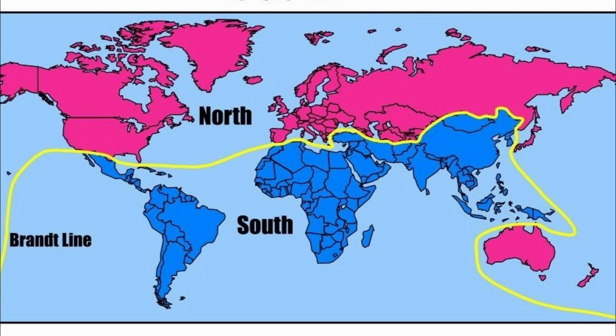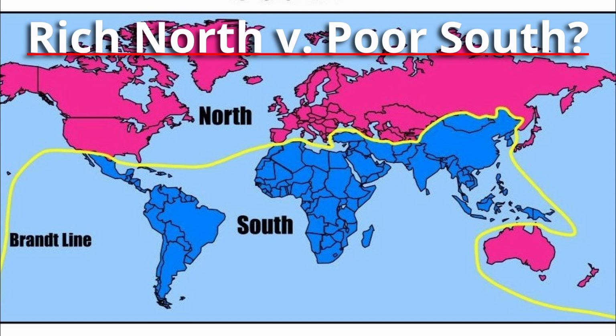So the question is, is that a general pattern? Is the north richer than the south in cities, globally? And if that is the case, what is driving that? Or am I seeing something that's not really there?